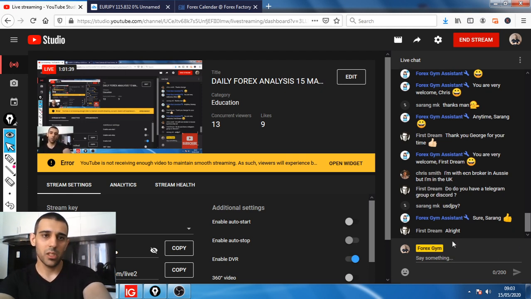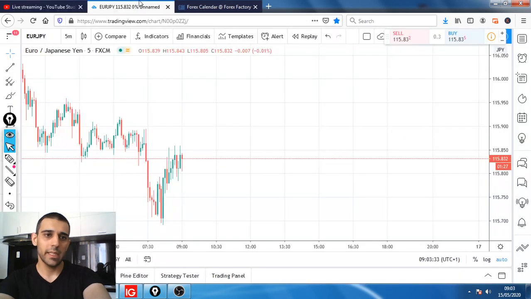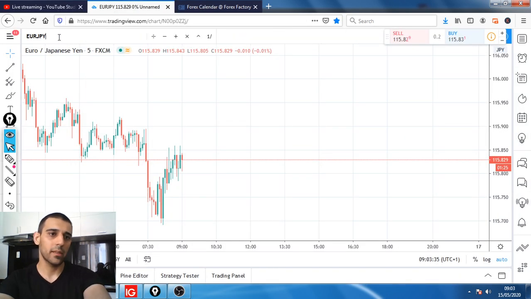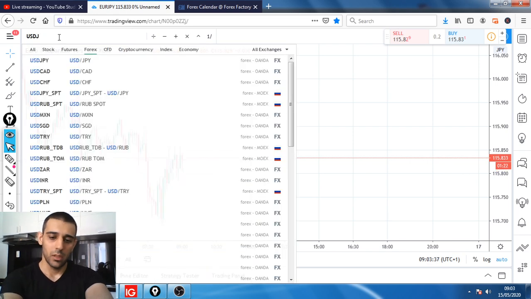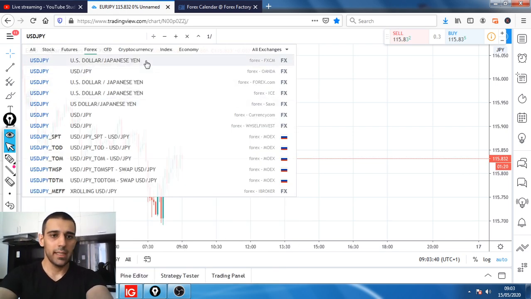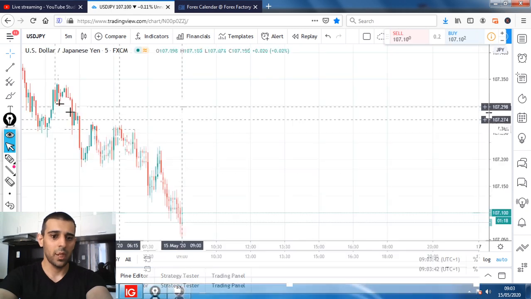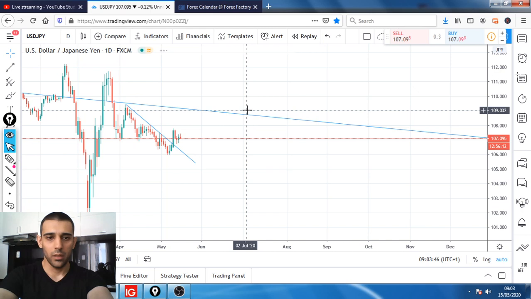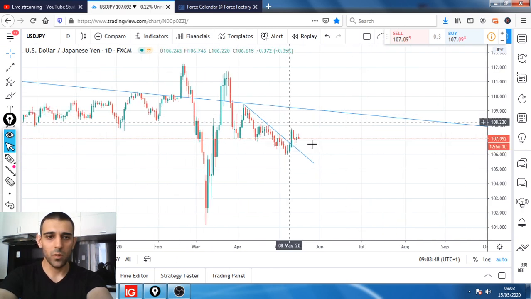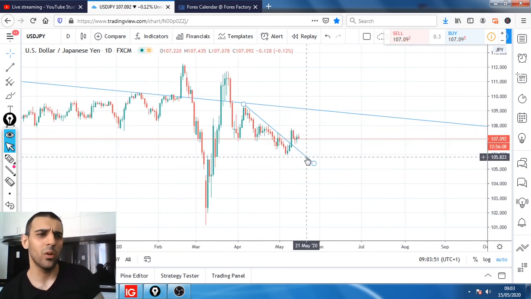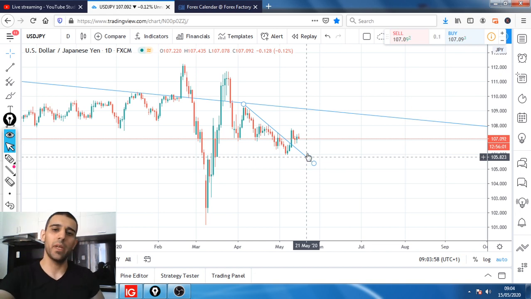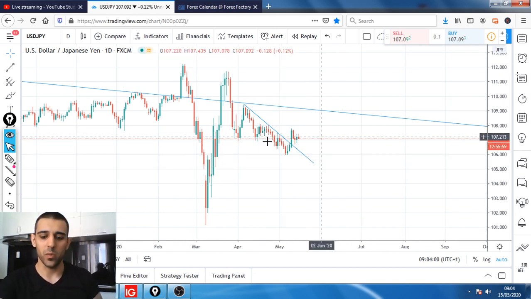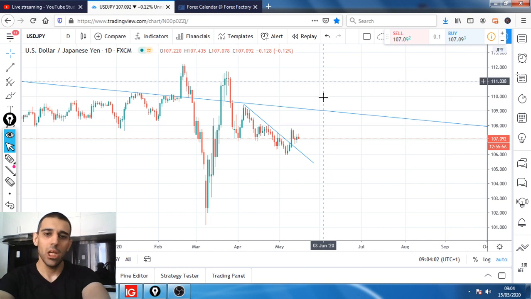Sang is asking about US dollar, Japanese yen. Okay, let's have a look at the USD JPY. I don't think much is going on with the USD JPY because I'm monitoring this trade. Oh yeah, actually I'm long. I've got two swing trades open: one is euro against GBP, British pounds, and the other one is US dollar against Japanese yen.